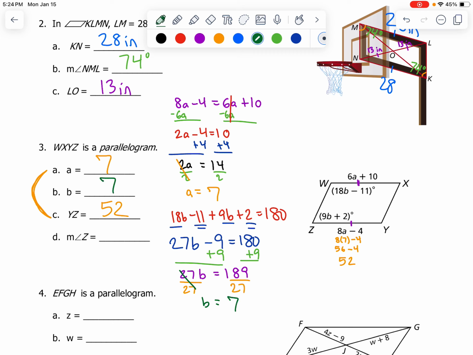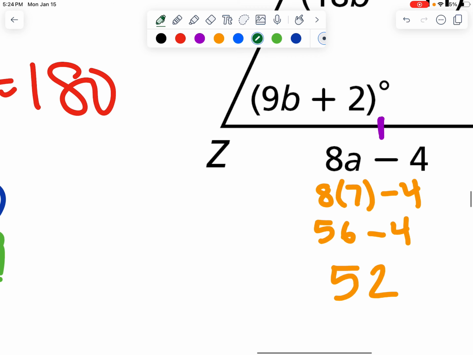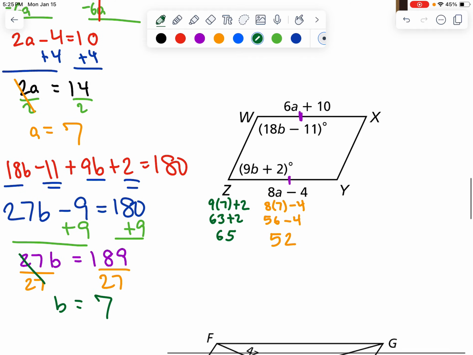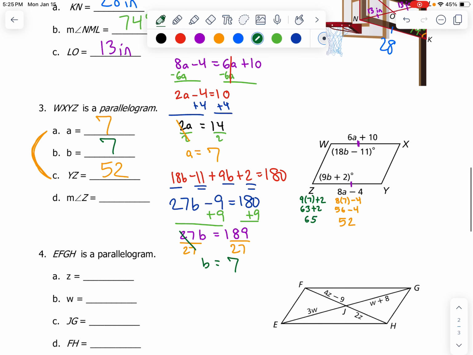So b equals 7. Now it wants angle Z. I'm going to zoom in. So angle Z is right here. So 9 times 7 plus 2. 63 plus 2 for 65. So these two are connected. So 65. And if you want to put degrees, you can.